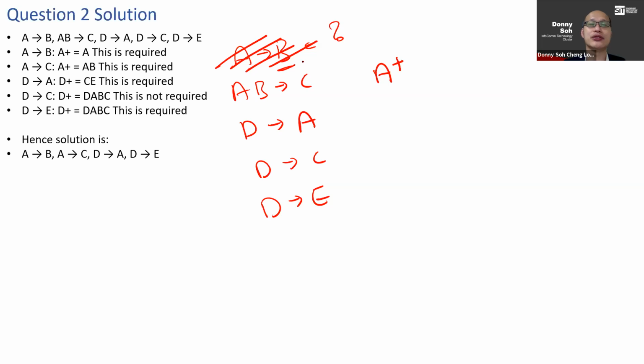That is the thinking behind this. So let's look at this FD. I look at my left hand side and its closure. The closure is just A, so I don't have my right hand side B. And so A implies B is a required functional dependency.